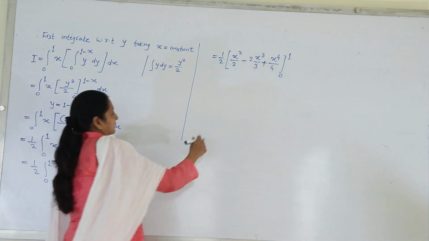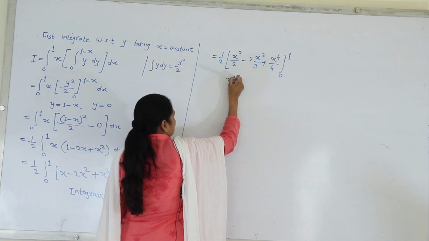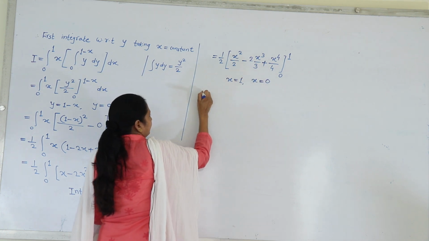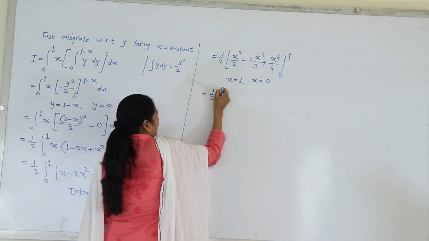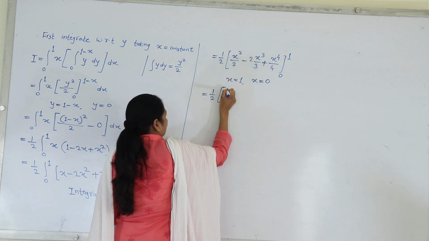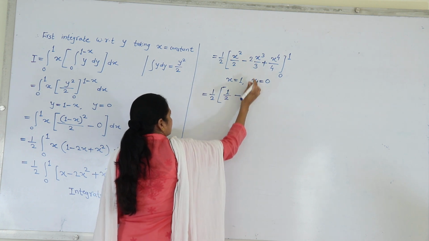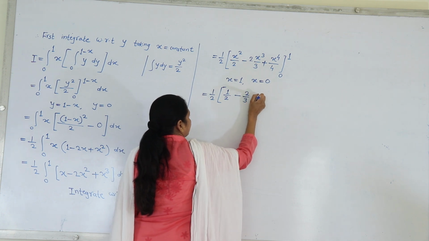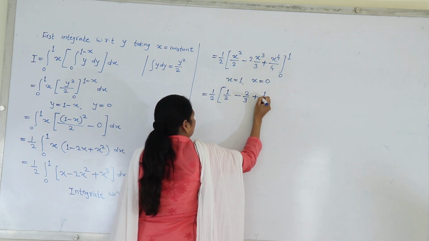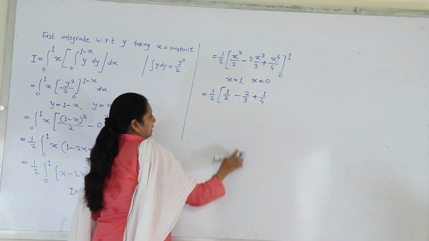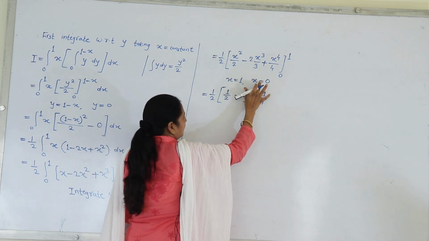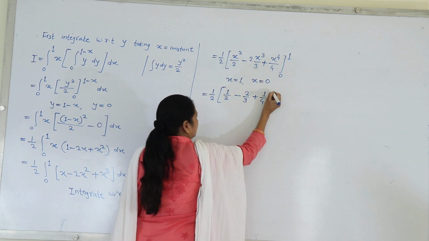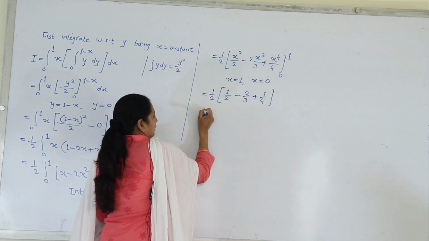Now the upper limit is 1, so the value of x is 1. The lower limit is 0. Then put the limits: 1/2, 1 square is 1, so 1/2, minus 2, 1 cube is 1, then 2 by 3. 1 raised to 4 is 1, so 1 by 4. Upper limit minus lower limit, but the lower limit is 0. 0 by 2, 0 by 3, 0 by 4 all become 0. Therefore the lower limit contributes 0.